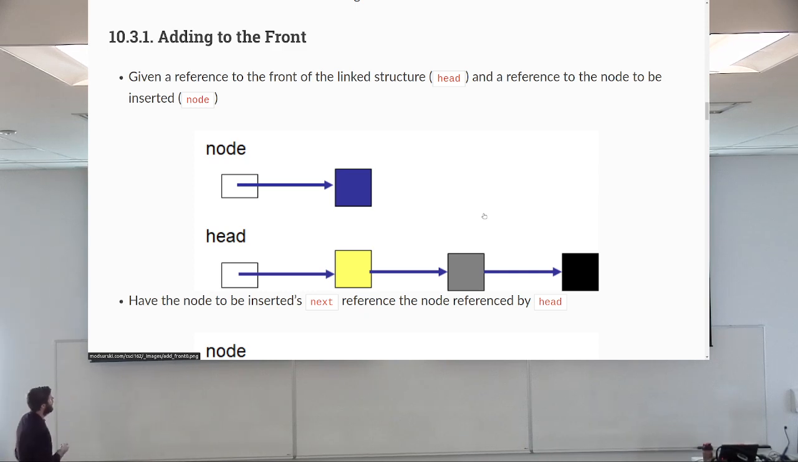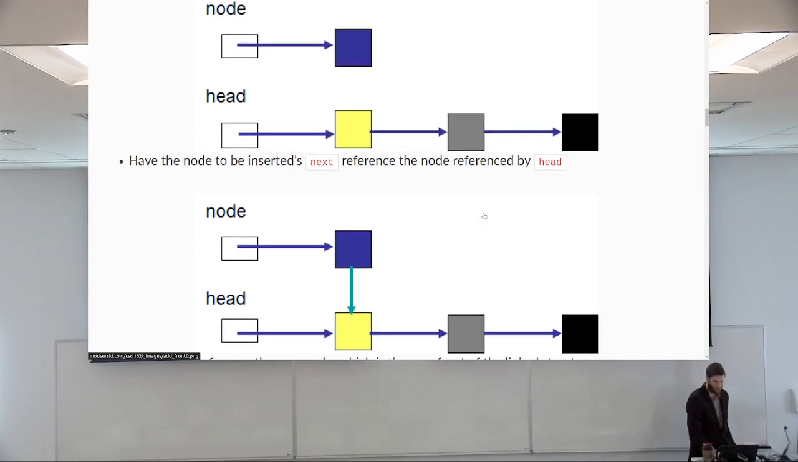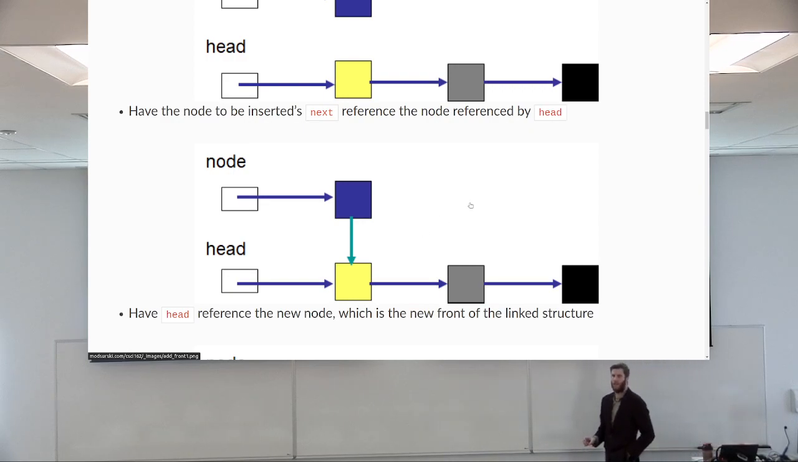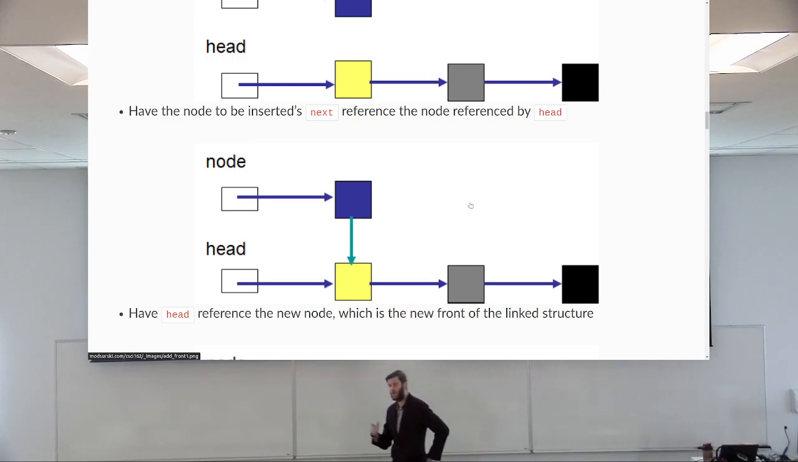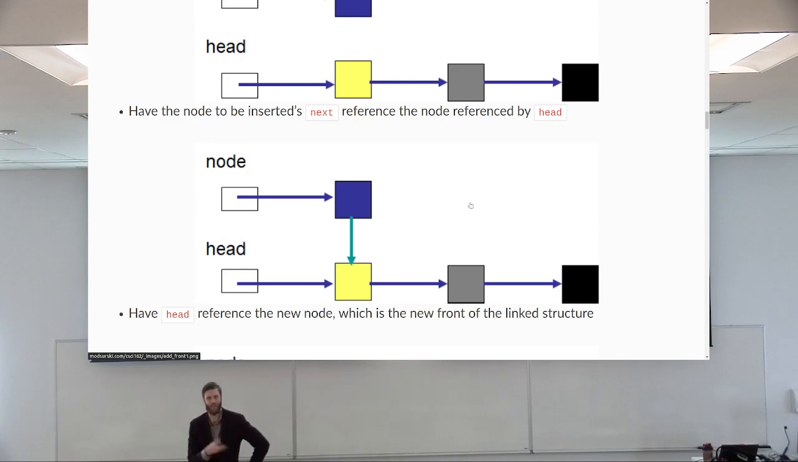So here's what I'm going to do. I'm going to say, okay, node, the one I want to insert, set your next to be head. Now when I do that, remember, that doesn't mean that the node's next references head. No, it references what head references, right? That's what we have here. So node, your next is going to be referencing what head references. Just like that.